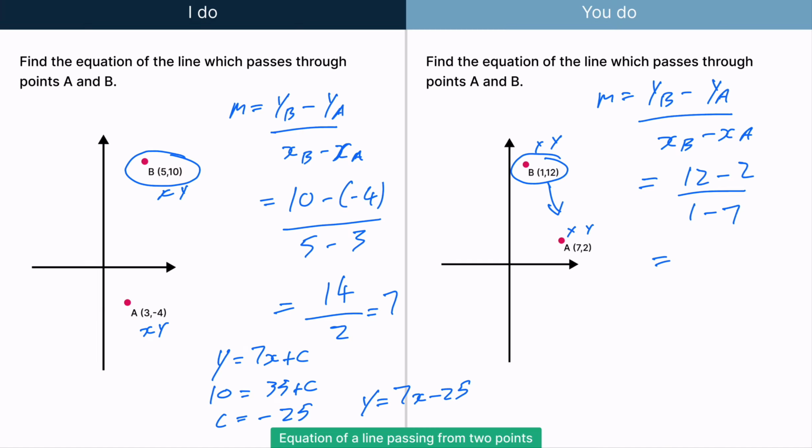That would be 12 take away 2 is 10. 1 take away 7 is negative 6. So the gradient here is negative, and you can see the lines going down. So that's going to be negative. If I half that, that's 5 over 3. So that's my gradient.